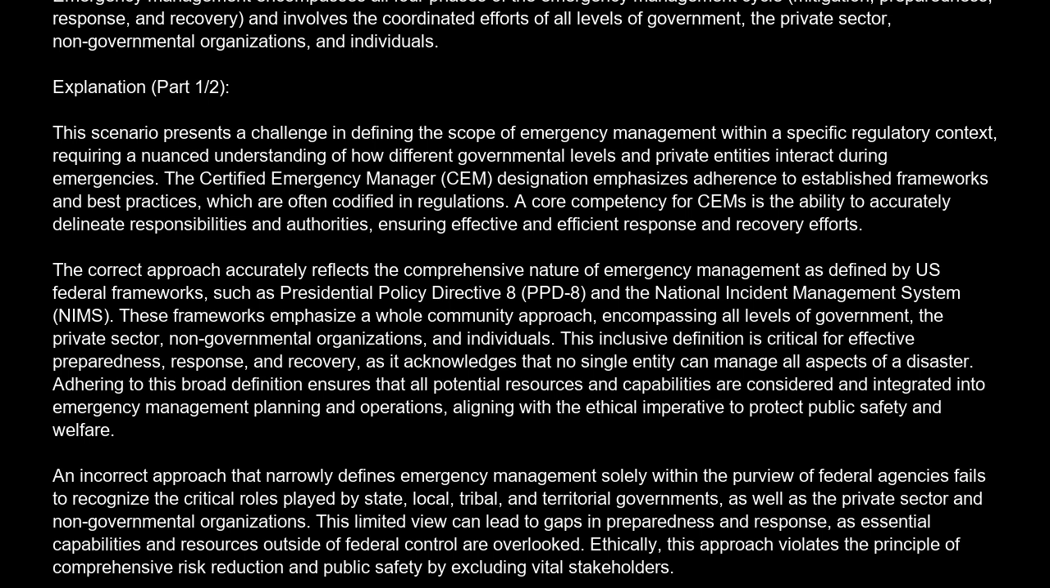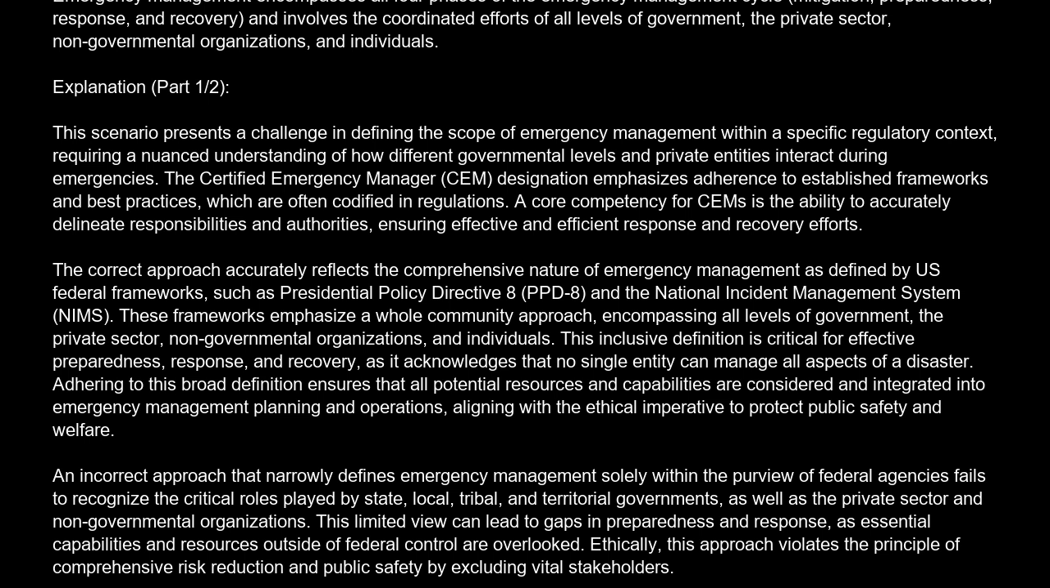An incorrect approach that narrowly defines emergency management solely within the purview of federal agencies fails to recognize the critical roles played by state, local, tribal, and territorial governments, as well as the private sector and non-governmental organizations.